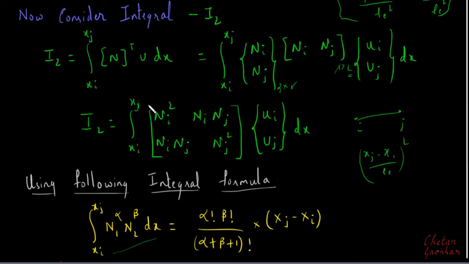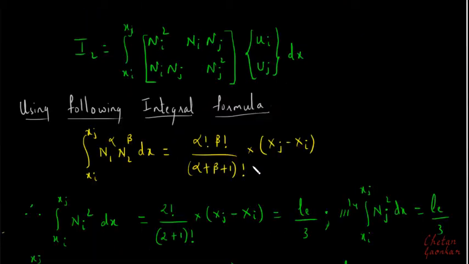Within no time we'll be able to evaluate this matrix if we substitute the values of the shape functions here. If I substitute the individual shape functions and then try to integrate, it will take us a lot of time. So what we will do is we will use this formula to evaluate this matrix. So to use this formula, let us consider only this term, only the first term. The first term is nothing but integral xi to xj ni square times dx. These are the constant terms, so we will not include them in this integral.